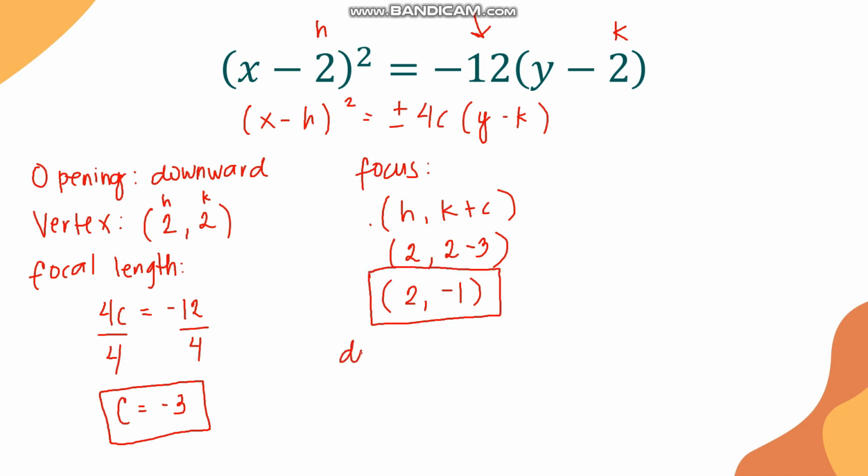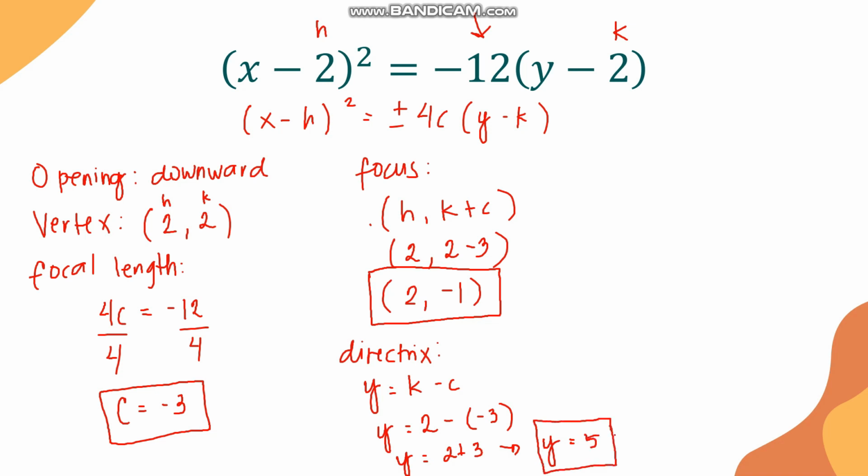Then let's solve for the directrix. Since it opens downward, it follows the form of y equals k minus c. So y is equal to k, which is 2, minus c, which is negative 3. So this is just y equals 2 plus 3, or the equation now is y equals 5. So that's the equation of our directrix.